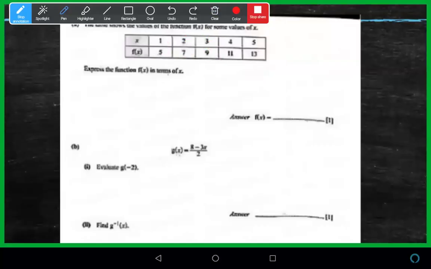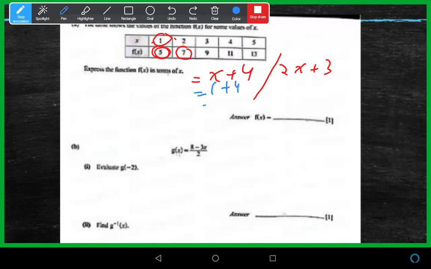As we see, the input is 1 and the output is 5. The input is 2 and the output is 7. So we just need to identify what function we have to make. The input is 1, so I have to write how we can make 5. There are two possibilities: x plus 4, or I can make 2x plus 3, because when we input 1 in this, we have to make 5. When I put 1, it will become 5, and when I put 1 here, it will also become 5.